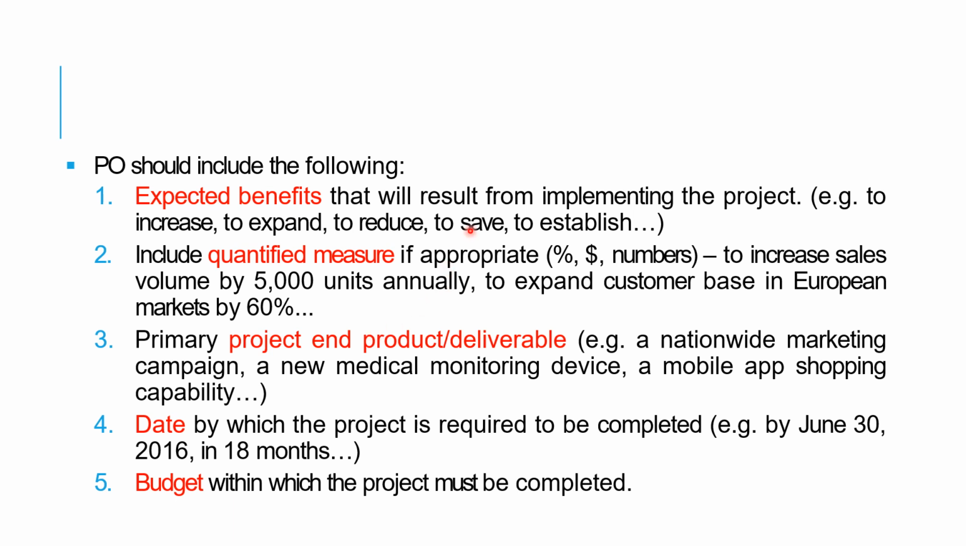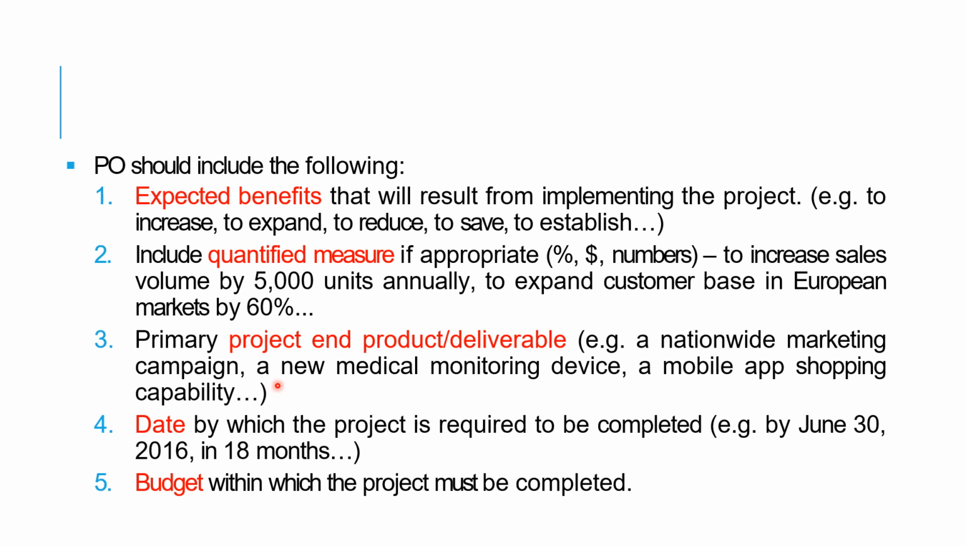Basically, in the objective, you need to be detailed. For the first objective, how much you want to increase if you do this part, how much the sales are going to increase annually or by market, how many percent. Primarily project delivery, such as a nationwide marketing campaign or a new medical monitor system. Then you need to put how you want to deliver the project itself. Then finally your date, and then the budget. So this is the project objective. For your final project, your objective is that, but you won't include the date and the budget in the objective of your final project.